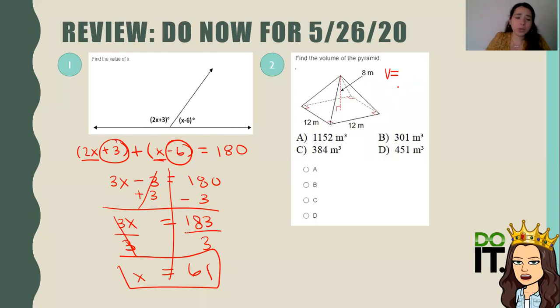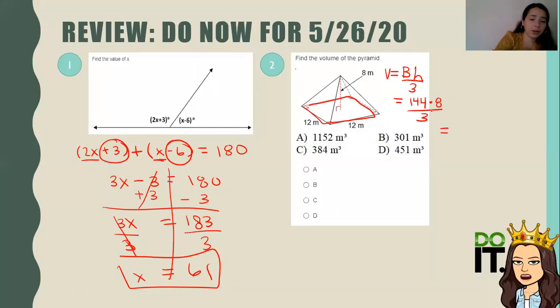By the way, I'm going to go on because I do want to do our new lesson and we're running out of time. The volume is the area of the base times height divided by 3. This area here is a rectangle or a square, so we multiply 12 times 12, 144, times the height, which is 8, and divide by 3. So I take my calculator and go 144 times 8. That's 1,152. Divide that by 3.